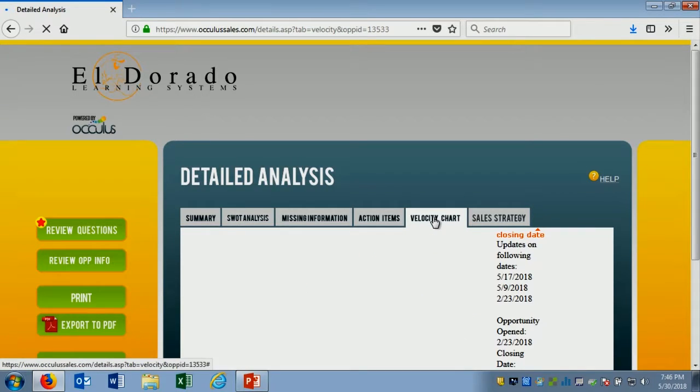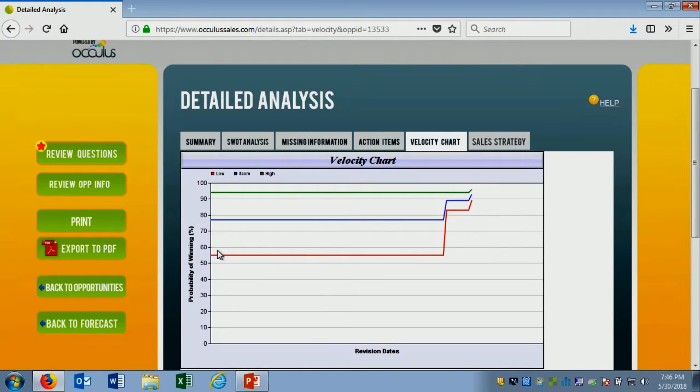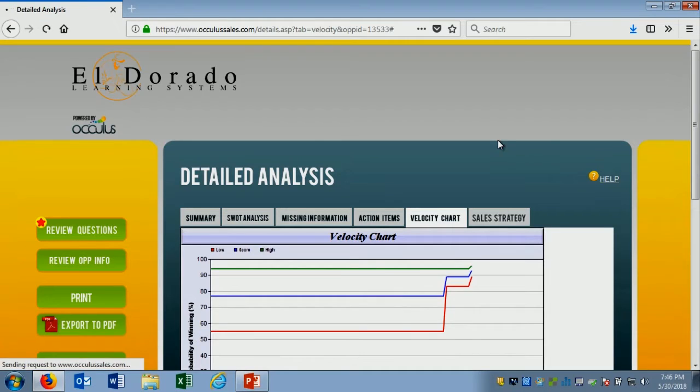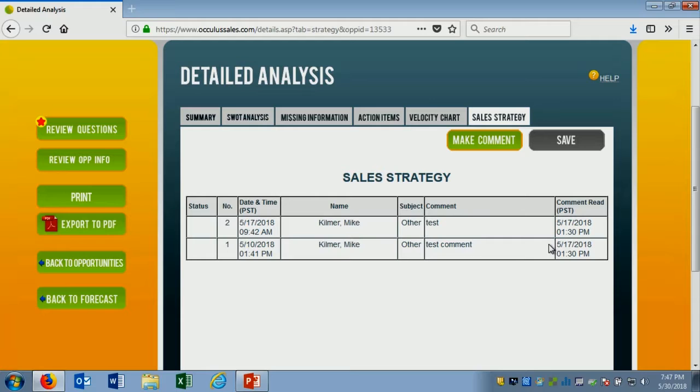And then take a look at the velocity chart. As I said earlier, what you're seeing here is, okay, it's been kind of flat, but now it seems like it's trending up, and it's going to come to a close pretty soon. Timing is the only thing. And then here, the sales strategy, you can discuss, if you're a sales manager, what you need to look at with that. So this is kind of a way of looking at how this works.